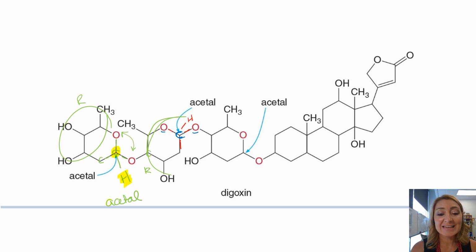Here we have anything other than a hydrogen. Here we have anything other than a hydrogen, so it has to be an R group. We have 2 OR groups, therefore it's an acetal.